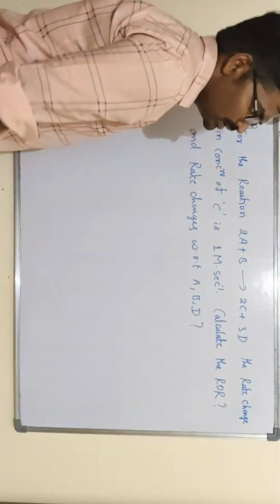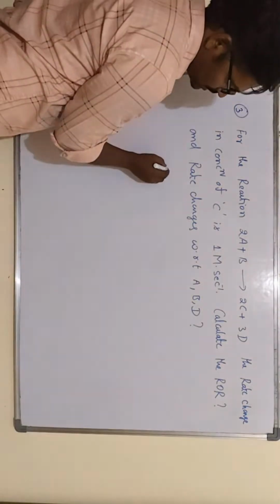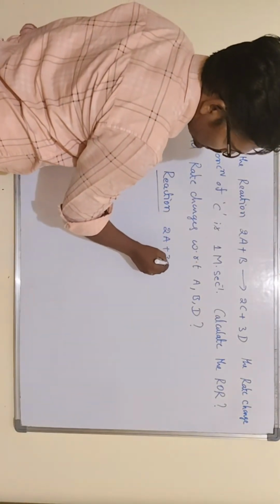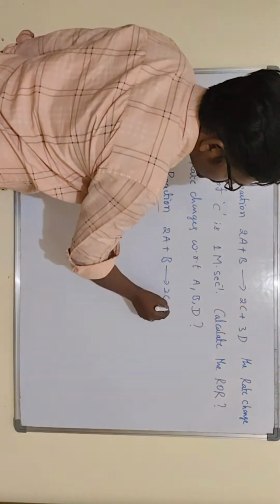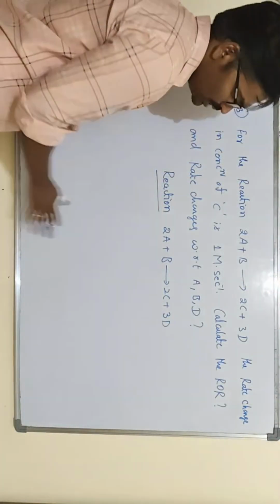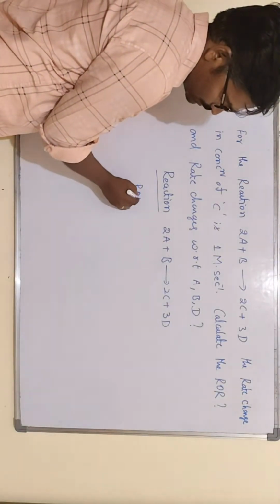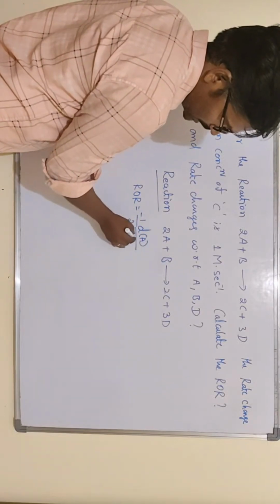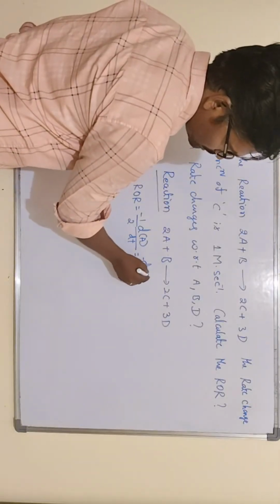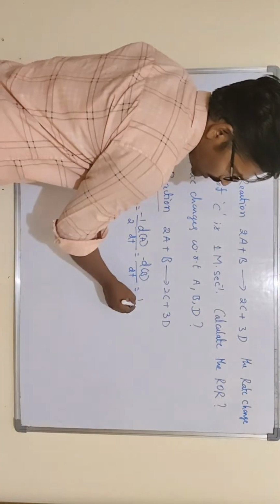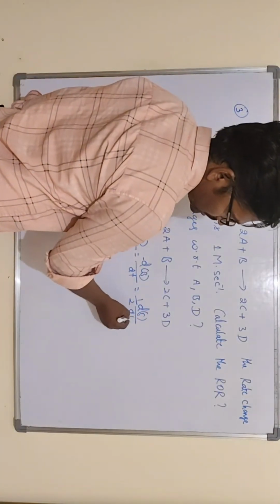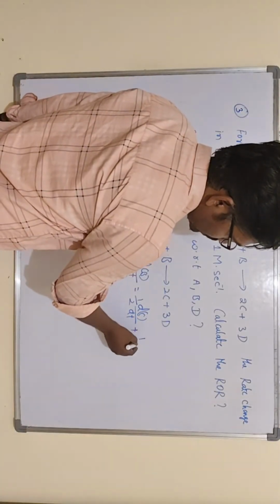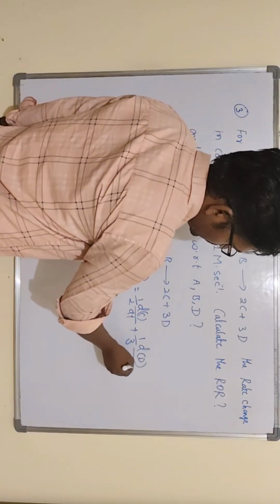That's it. So you first need to understand the question. Take the reaction. What is the reaction? That is 2A plus B gives rise to 2C plus 3D, right? For this you need to write the rate of reaction. Everyone can write the rate of reaction. That is -1/2 d[A]/dt equals -d[B]/dt equals 1/2 d[C]/dt equals 1/3 d[D]/dt. Like this you can get.